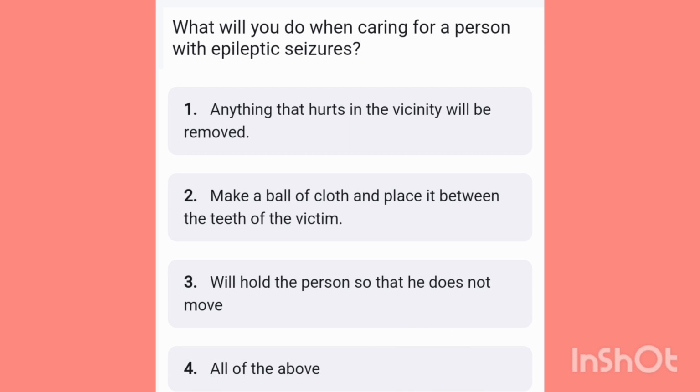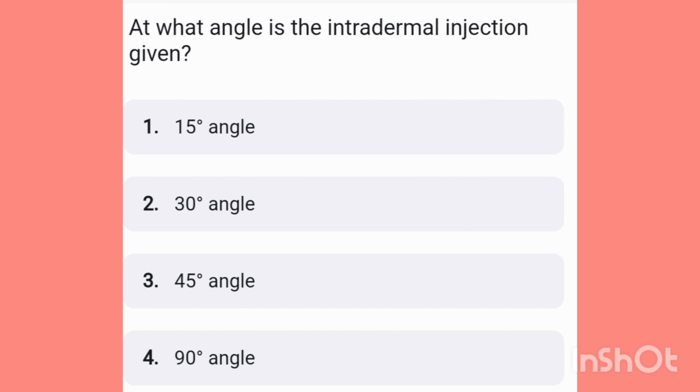Coming to the next question, at what angle is the intradermal injection to be given? Option number 1, 15-degree angle. Option number 2, 30-degree angle. Option number 3, that is 45-degree angle. And option number 4, that is 90-degree angle. The correct answer is option number 1, that is 15-degree angle.